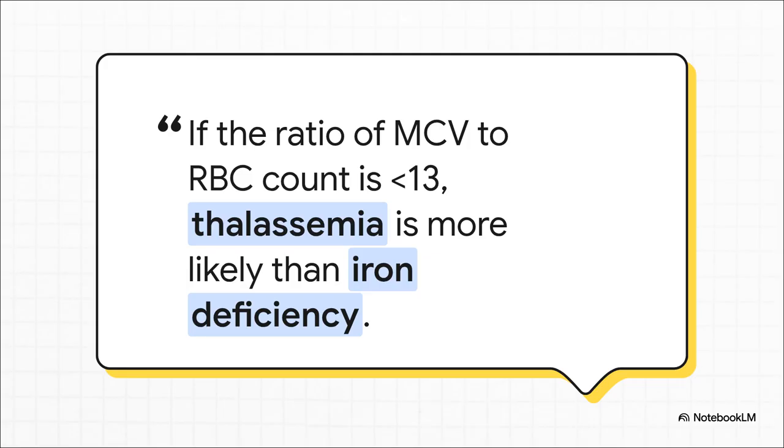It's called the Mentzer Index. It's a super simple calculation you can do right there with the CBC results. You just take the MCV and divide it by the red blood cell count. If that number is less than 13, it starts to point you away from simple iron deficiency and makes you think a little bit more about thalassemia. It's an awesome little trick.